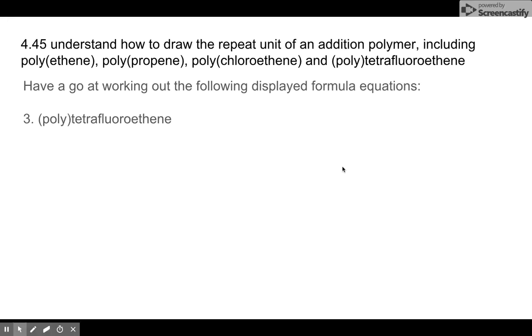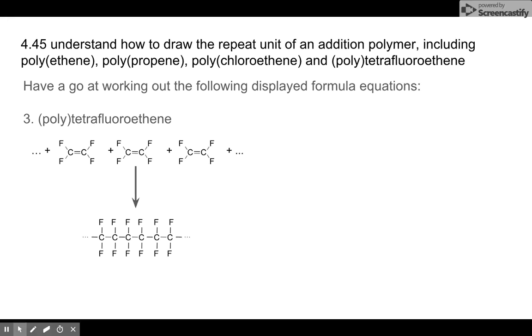Or more polytetrafluoroethene. Tetra means 4, so we've got ethene with 4 fluorine atoms instead of the hydrogens. Again, press pause, see how you get on. There's tetrafluoroethene, and again, when we react, it produces this.